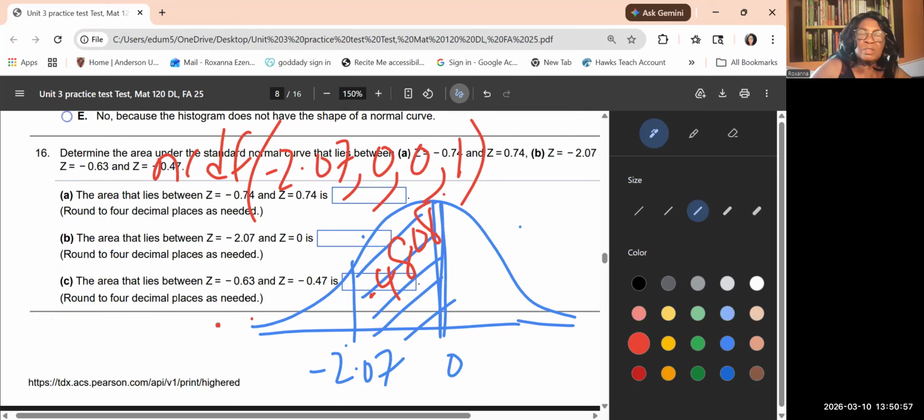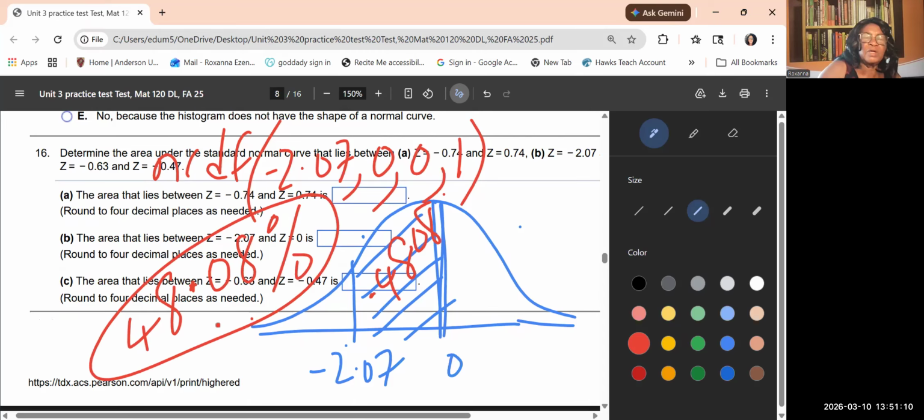0.4808, four decimal places. In percent, 48.08%. Don't forget the percent if you are told to write it in percent. And so on. You can solve any question for between. Now you should be able to find the area under the normal curve: area between, area to the right, area to the left. So we concluded normal distribution today.